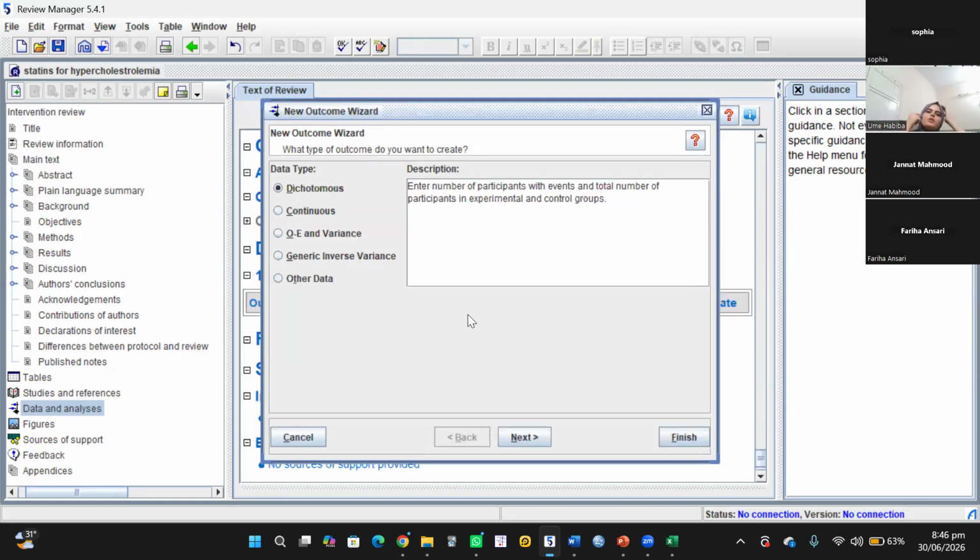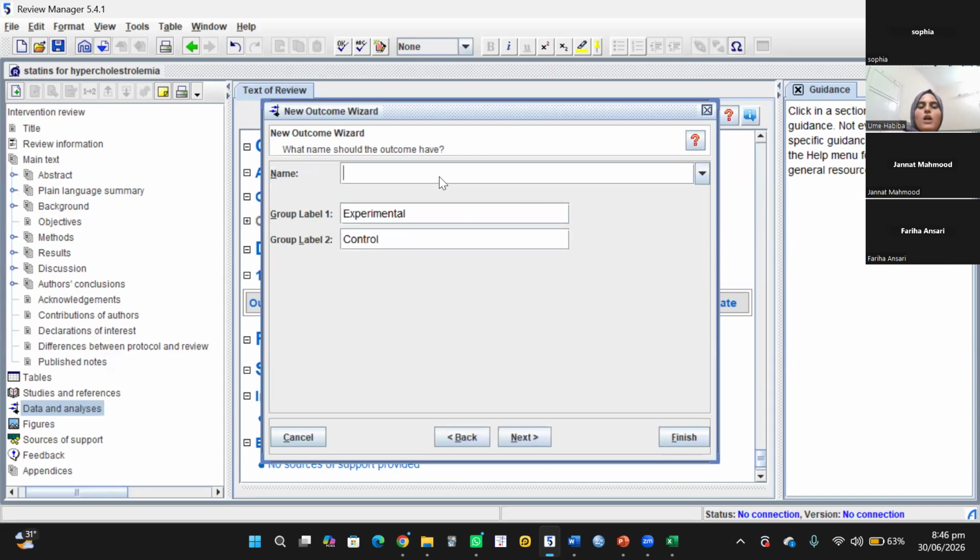Continue. Now, see, this was what we were talking about. Why was it so important to have that discussion in the beginning? Because now I want to see what kind of outcome it is. So change in LDL, what kind of outcome do you think it is? It's a continuous outcome because it had numbers. Continuous outcome. Next. Name of this outcome, they're asking. What is the name of this outcome? Change in LDL at 12 weeks.